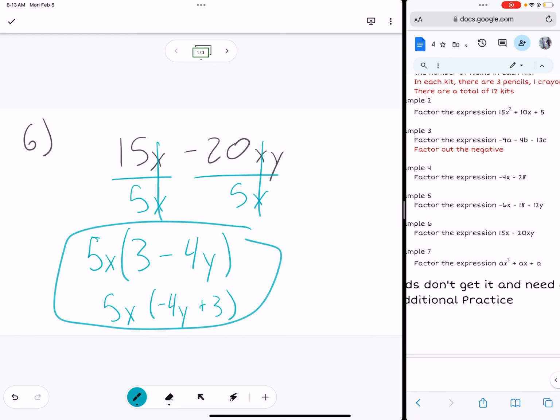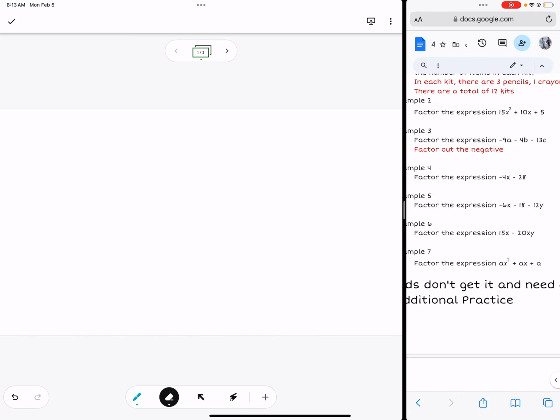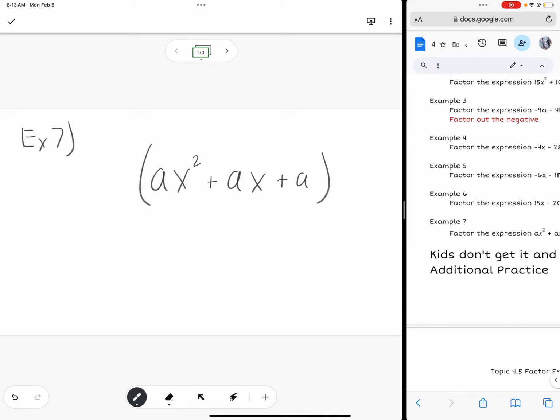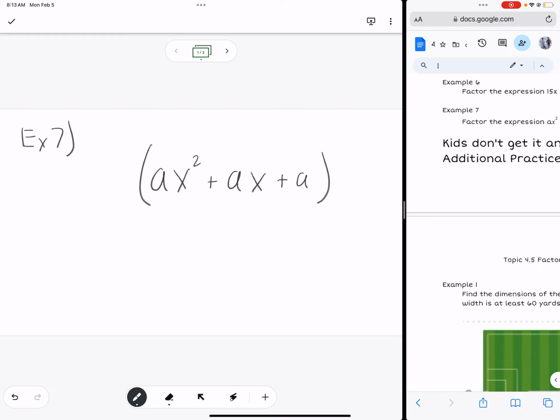Okay, close your Chromebook. All right, I want you guys to try example 7 on your own. It's kind of a challenge question. You have to be up for the challenge. That's correct. Good job. All right, Isaac, face forward, no talking.